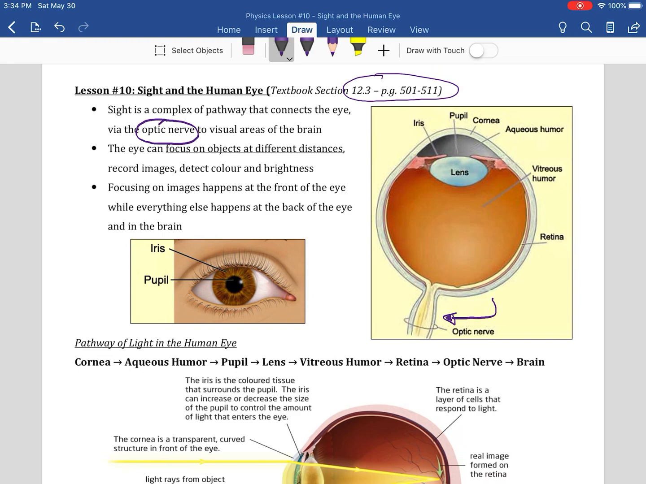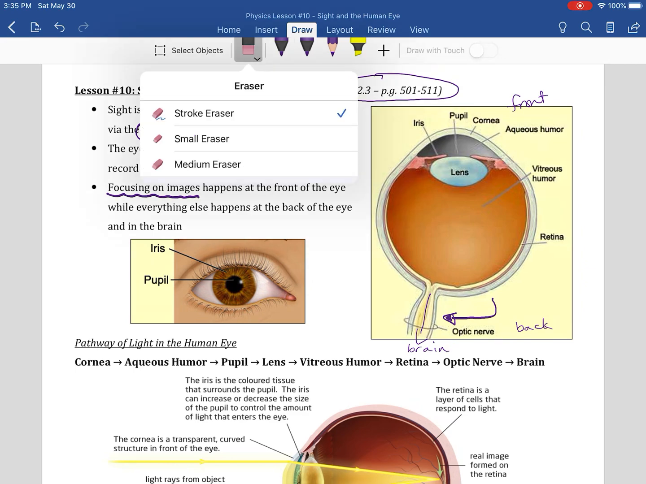When we talk about focusing on images, making them clear and being able to focus, that's what's happening in the front of your eye. We'll talk about the parts that are in the front of your eye first. Everything else is a brain thing, okay? And it happens at the back of your eye. Obviously, this is the front of the eye. This is the back of the eye. It's in your skull pretty much, okay? And it's leading to the brain. Not brains, we only have one brain, but you know what I mean.